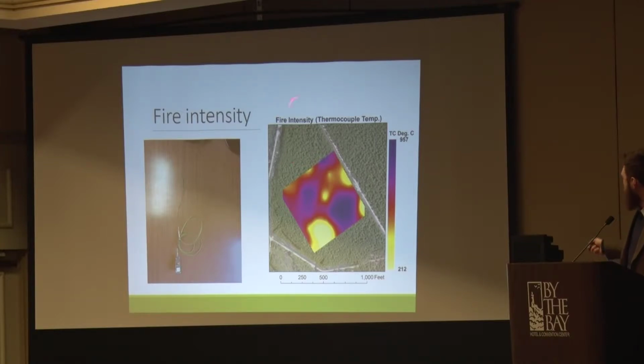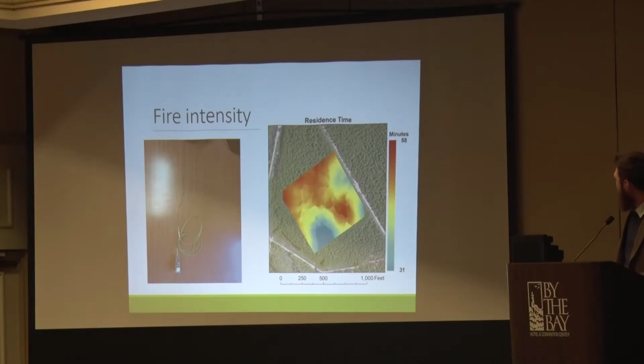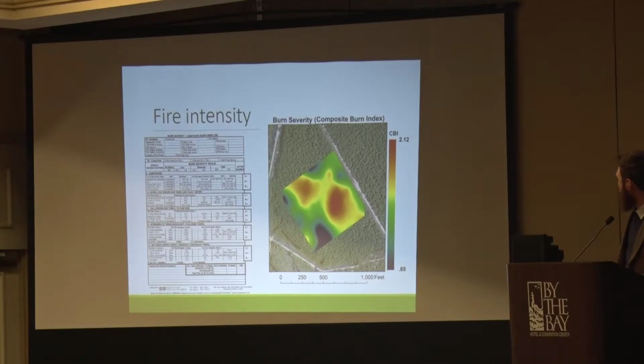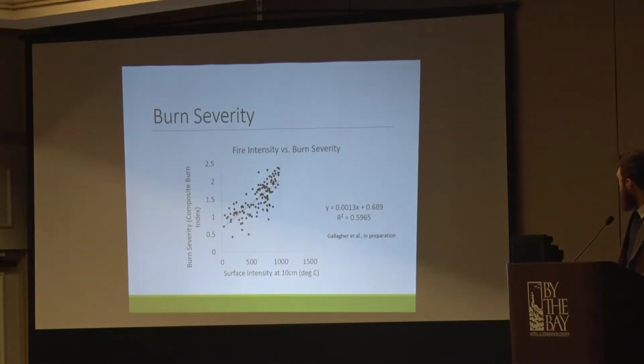This is the whole thing with the burn unit, and we can download that data and put it all on the computer and look at how hot the fire got in certain areas, what the residence time of the fire was in certain areas, how fast it moved, and then make another pretty map like that. And so here's residence time, and here's our burn severity. And so if you plot the two together, this is all data from two fires in New Jersey and one fire at Tall Timbers.